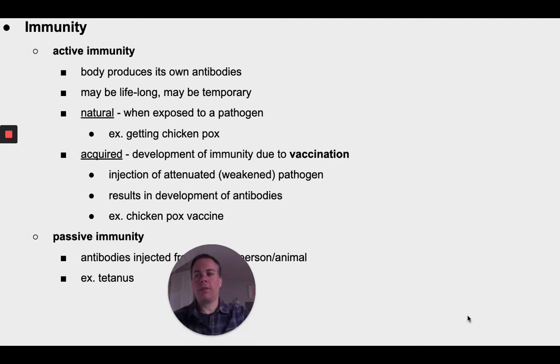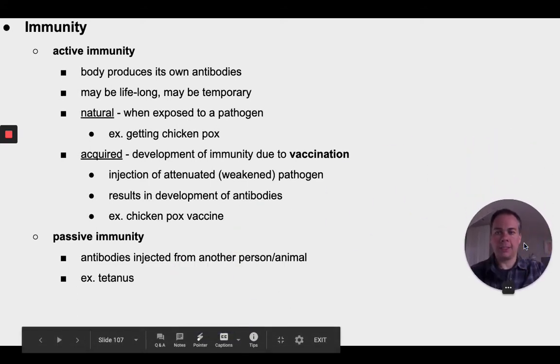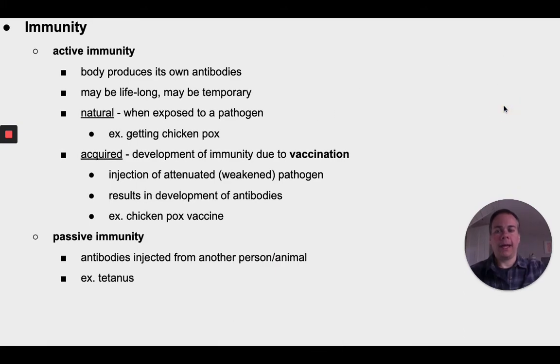So you can think about immunity as either active or passive immunity. Active immunity is when the body itself produces its own antibodies. So this could be natural active immunity. You guys don't know this because you were immunized against chickenpox, but when I was a kid, there was no chickenpox vaccine, so when I was younger in elementary school, I got chickenpox from somebody at school.